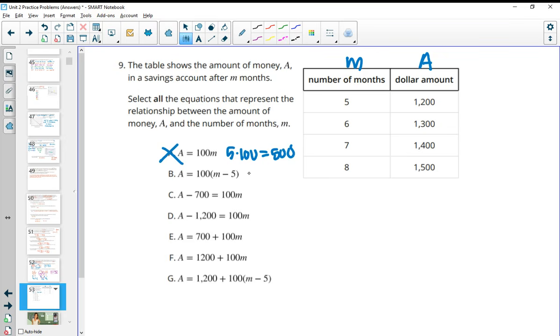The next one says that we would take 100 times the month minus 5. So if I just plug in the first one, 100 times 5 minus 5, well, that's 0 because this is 0, and 100 times 0 equals 0. So that doesn't equal the 1200 it's supposed to.